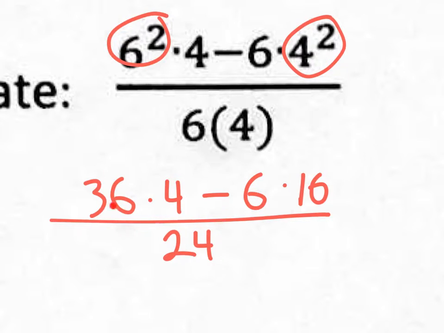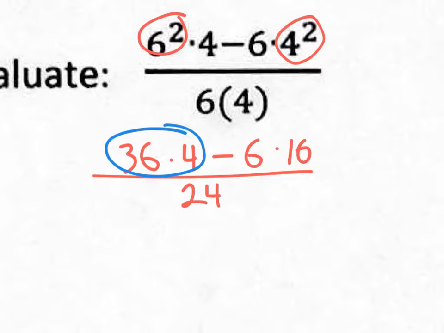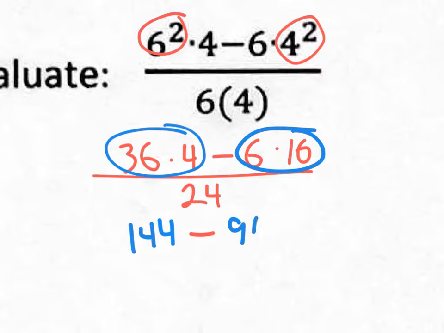Now up on top, we still have multiplication here and here. So 36 times 4 is 144. And we still have the minus sign here. And how about the 6 times 16? It's 96. And we still have the division bar. We still have the 24. I hope we all see how this is just being rewritten right below.